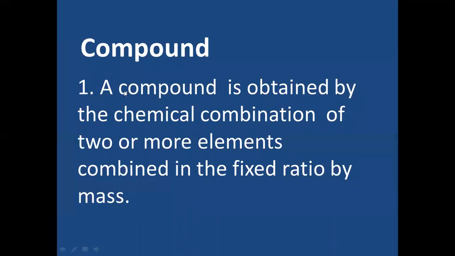Compound. What is a compound? A compound is obtained by the chemical combination of two or more elements combined in a fixed ratio by mass. A compound is made up of different elements, but those different elements combine in a fixed ratio. Chemical combination means that they react together. Those elements react together through a special type of bond, and that bond is called a chemical bond. It means in a compound, the elements chemically combine with each other through a bond called a chemical bond.